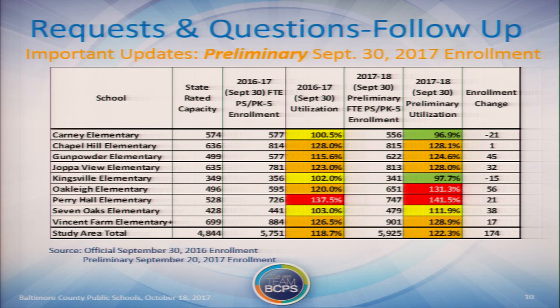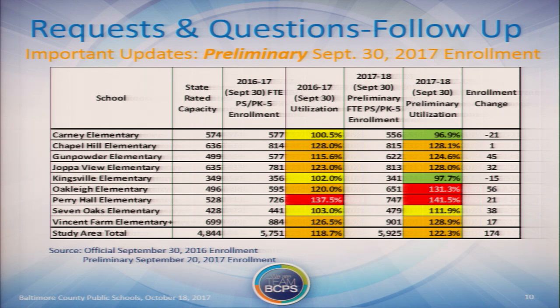Vincent Farm is up 17, but a lot of that, as we had discussed, is future development. There's a heavy amount of future development in the Vincent Farm area, but it just has not been built out yet, but it is coming. On that note, you'll notice that there's another piece of information at your tables, and I took this one from this table, and I'll give it back to you in a second. But this shows the pupil yield data.